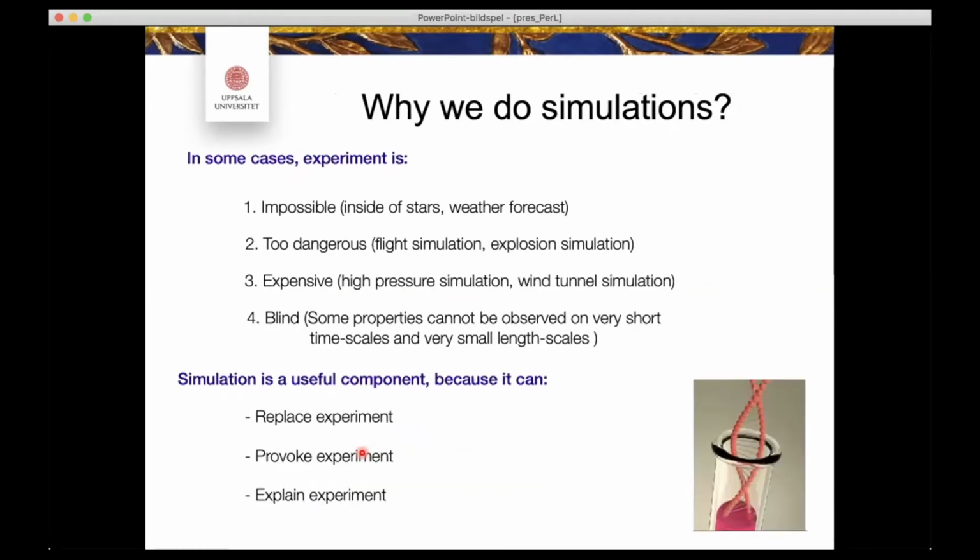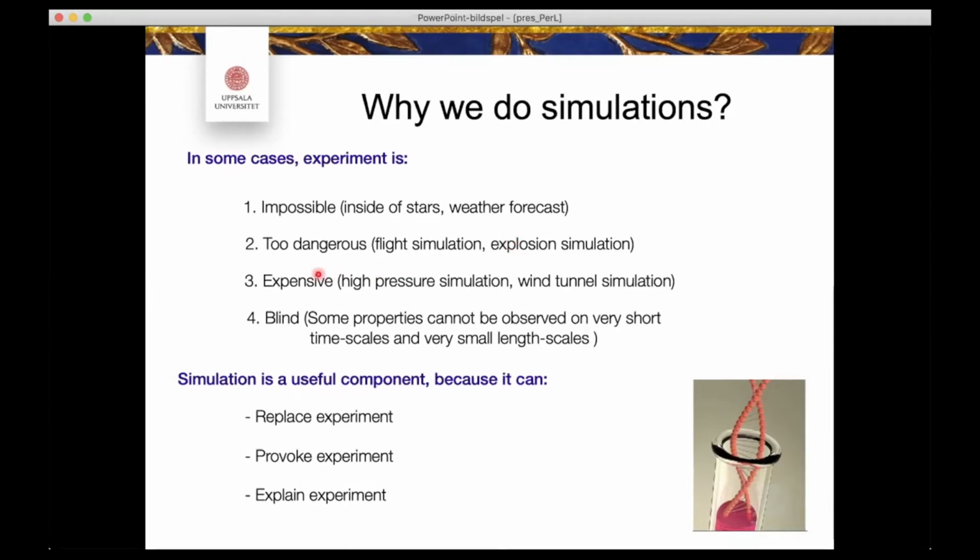And just some more food for thought, on why we want to do simulations and why they can be relevant in studying a particular problem. I've listed here a number of arguments. In some cases, the experiment is simply impossible to perform. For example, you can't simply go and look inside of a star, or perform a sensible experiment with the expected outcome of forecasting the weather. It can also be too dangerous. Flight simulations, explosion simulations, and simulations of nuclear reactor processes fall into this category, I think.